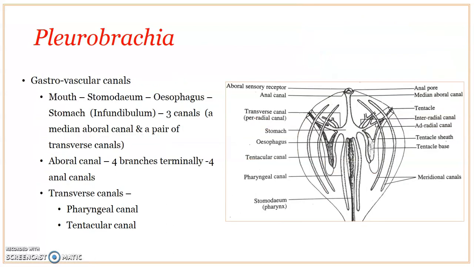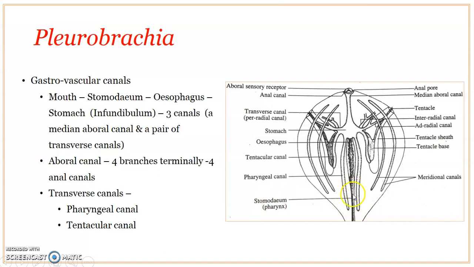Coming to another unique feature, the gastrovascular canals, which help in the ingestion and digestion of the food. Here you can see the mouth region. This is the oral surface, and this is the aboral surface. Here you can see the oral mouth opening, which leads into a laterally compressed stomodium or pharynx.